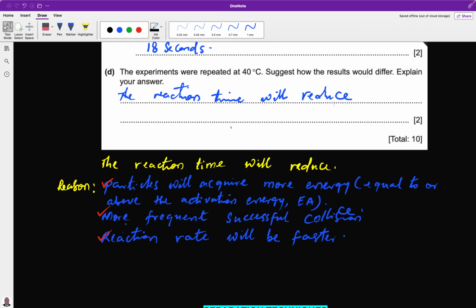The reason: at a higher temperature, or when the temperature has increased, particles will acquire more energy. In other words, particles will acquire energy equal to or above the activation energy, E.A. This will lead to more frequent successful collisions, thereby leading to an increase in the rate of reaction. So particles acquire more energy, there are more frequent successful collisions, and the reaction rate will be faster.